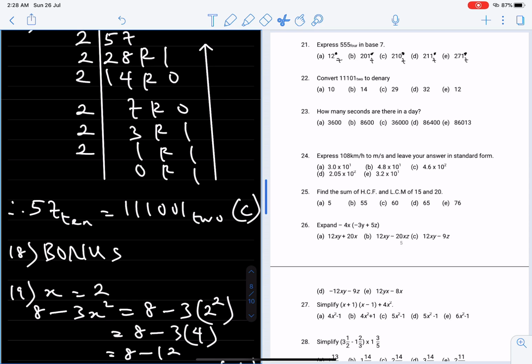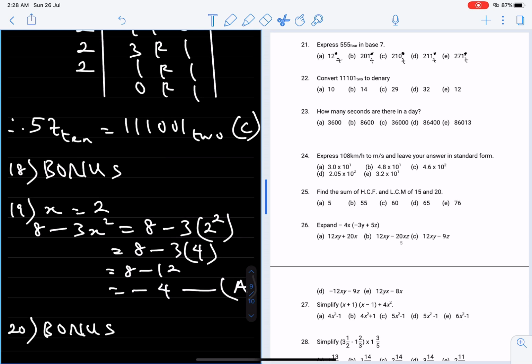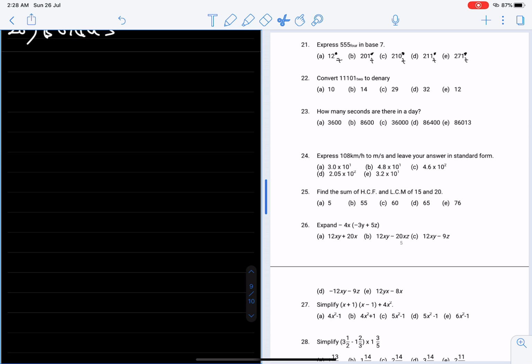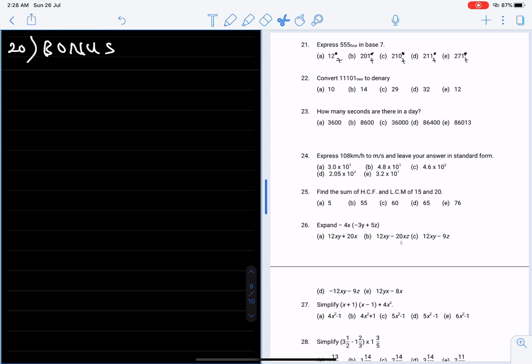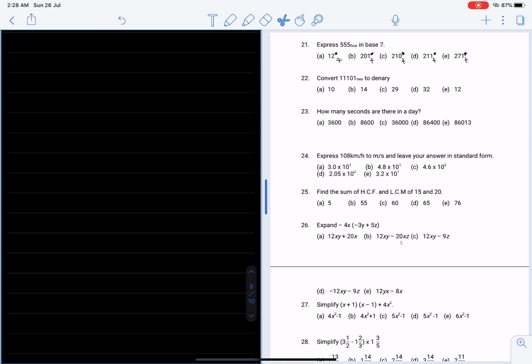Welcome back. We continue from where we stopped, and the next question is 21. This is a continuation of a mock examination review, and we go straight to the next question, which is number 21. It says express 555 base 4 in base 7. Here we have to change it to base 10 before changing the answer to base 7. That's an easier way to go about it.